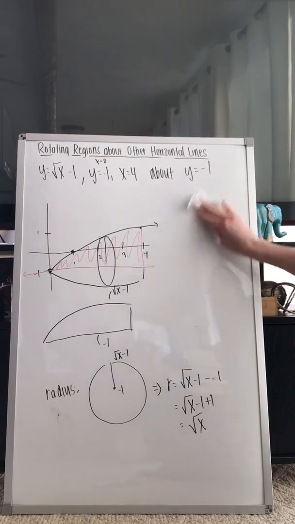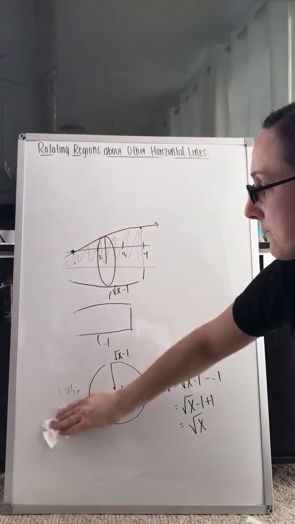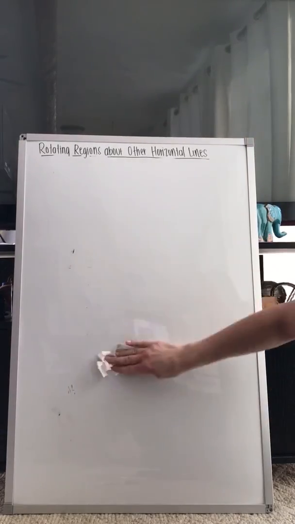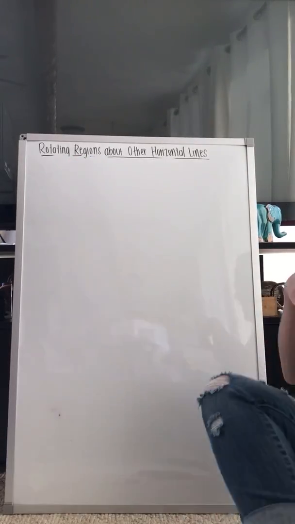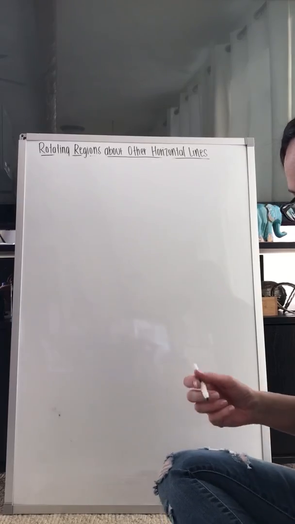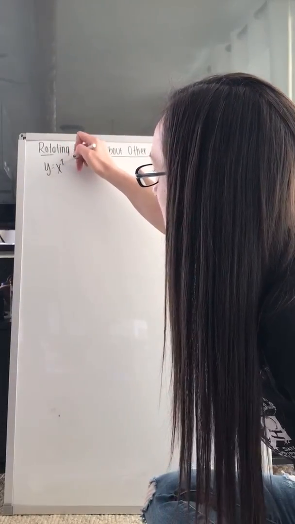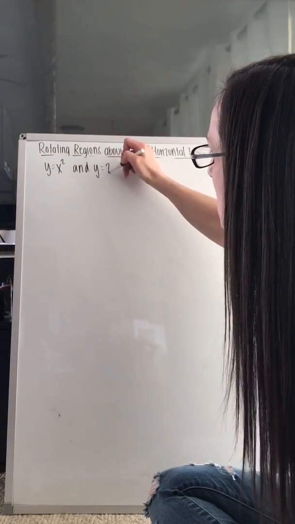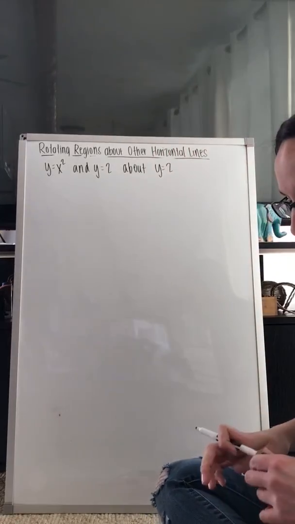All right, we will do one more together. This one's a little bit different. So this one is going to be talking about a parabola graph, but now we're going to be rotating in a different way, which we'll see in 1 second. So we want to revolve the region bounded by y is equal to x squared and y is equal to 2. And I'm going to revolve that about the line y is equal to 2.